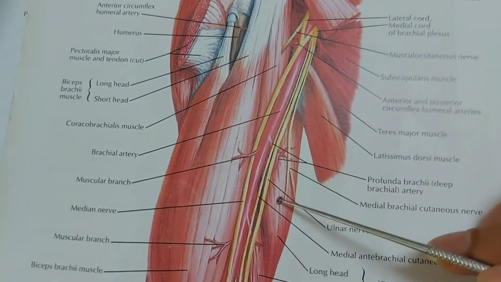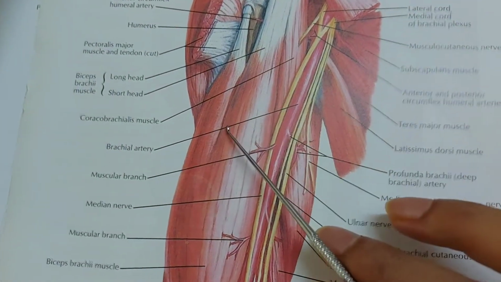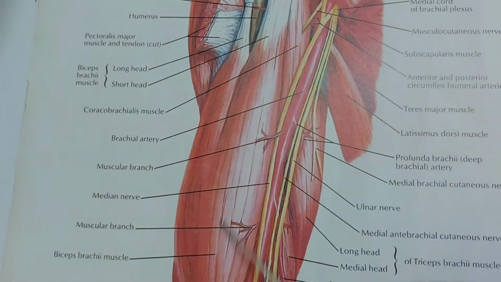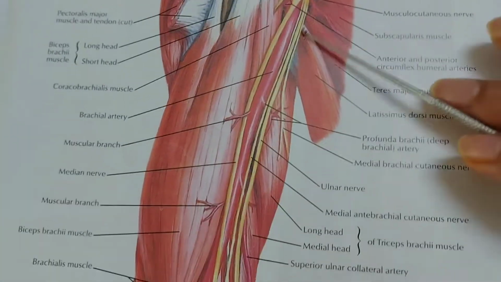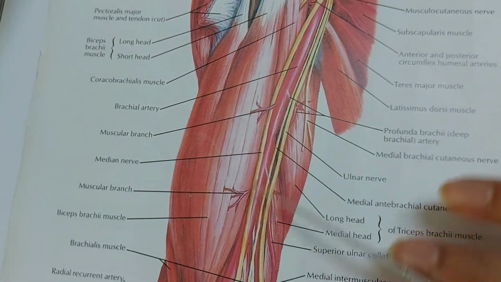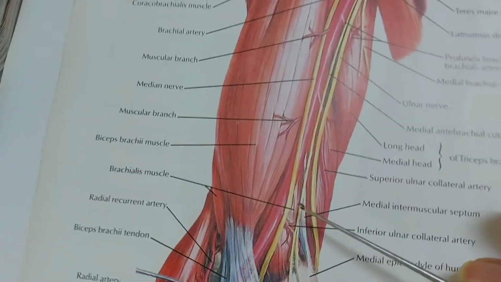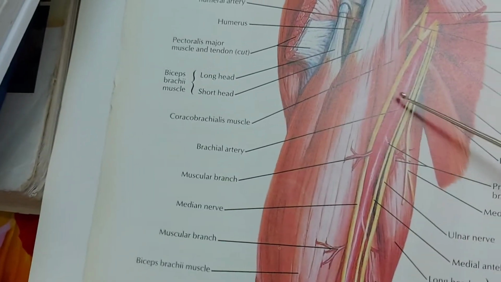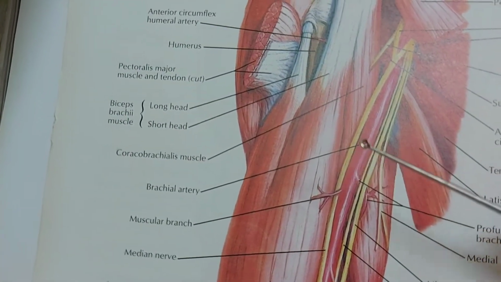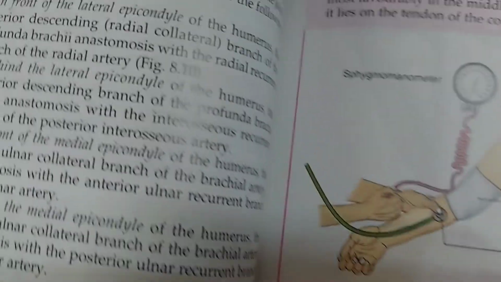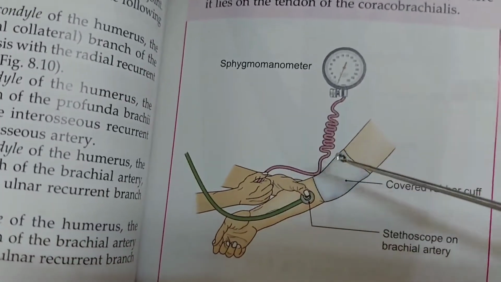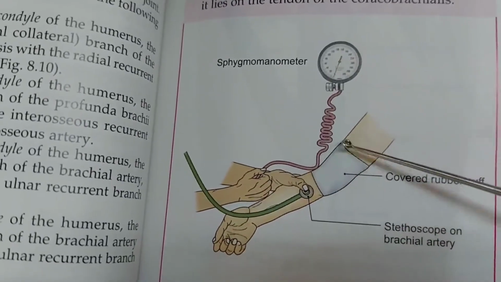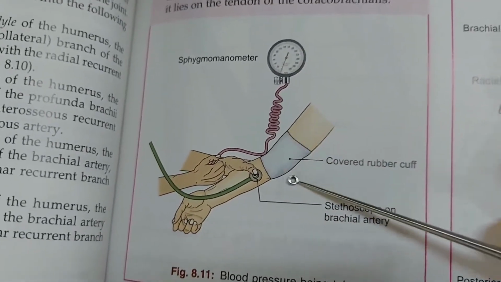This is the long head of the triceps muscle, and the muscles which lie lateral to this brachial artery are the coracobrachialis muscle and the biceps brachii muscle. We see this artery is very superficial in the arm. As it is superficial, it helps us to measure our blood pressure. Here we use a cuff on this part of the arm, we raise the pressure and measure it, because the brachial artery is very superficial.